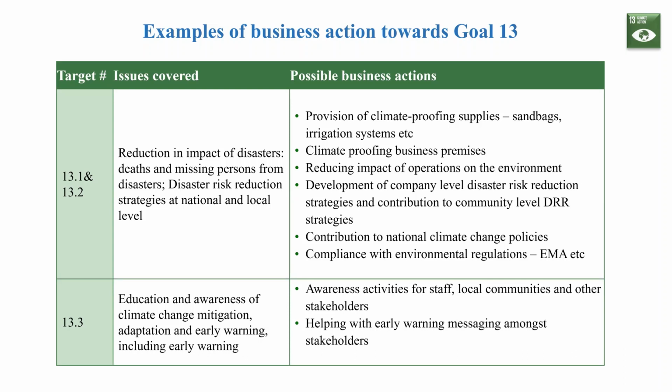The rest we've discussed: the policies, the strategies, disaster risk reduction, but also just complying. I know people complain about the Environmental Management Authority, the EMA, that some of the requirements are too stringent and difficult to comply with. But that's one way you can play your part with regard to goal number 13. Awareness, like most other goals, is for staff, communities and other stakeholders. Helping with early warning systems in your local area, and even developing products and services around early warning. We've seen people set up all sorts of apps and technologies that help with early warning messaging.